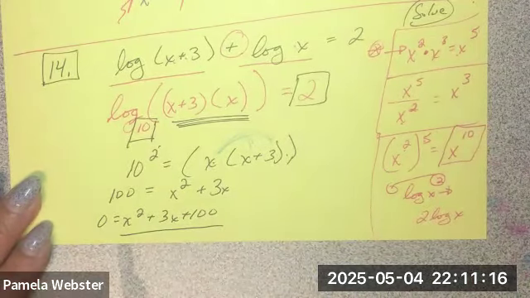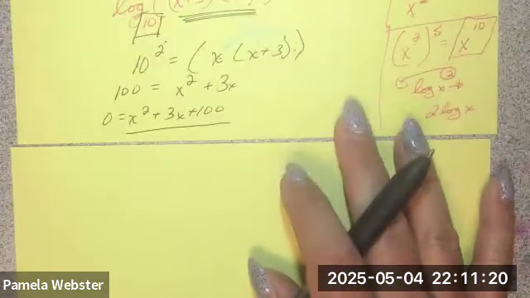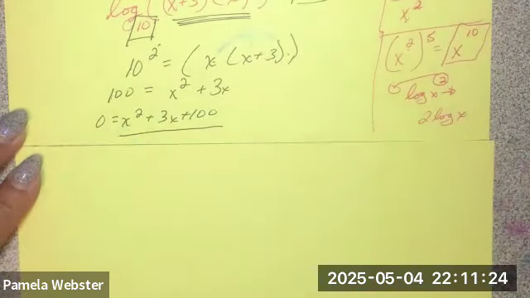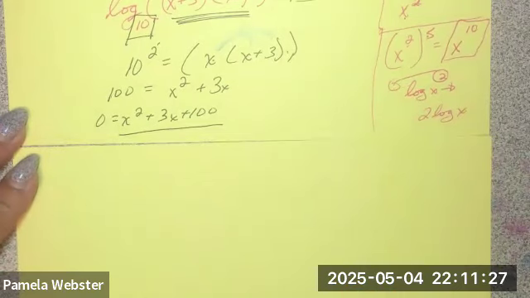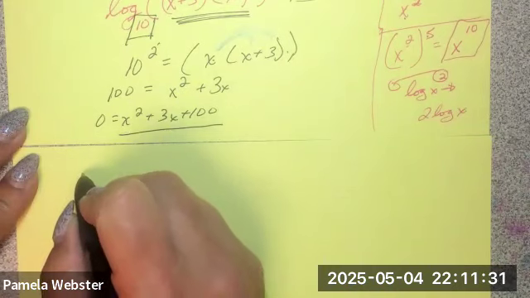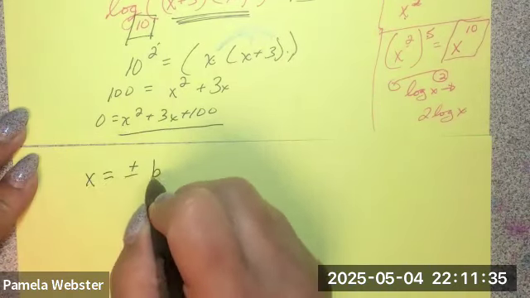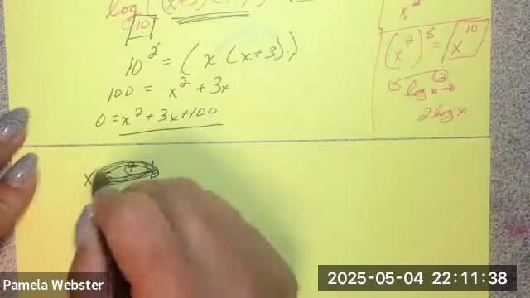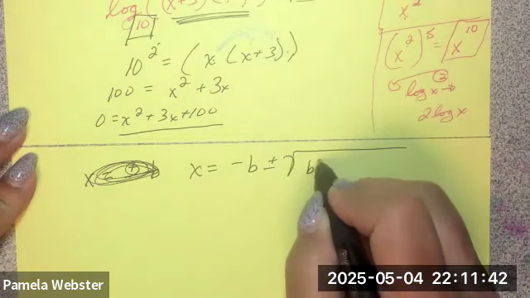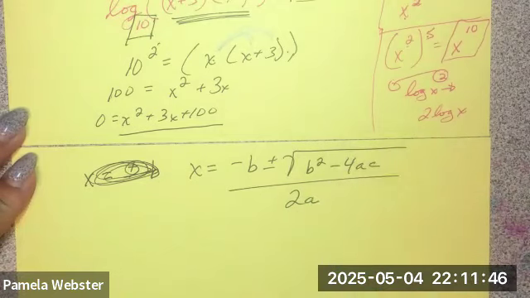So, hopefully everybody's a pro with the quadratic formula by now. Hopefully you're pros with factoring by now. It's the end of the semester, and like week 1, I said, do your factoring review, right? So this guy's not going to factor, so we're going to have to use the quadratic formula. x equals negative b plus or minus the square root of b squared minus 4ac, all over 2a.